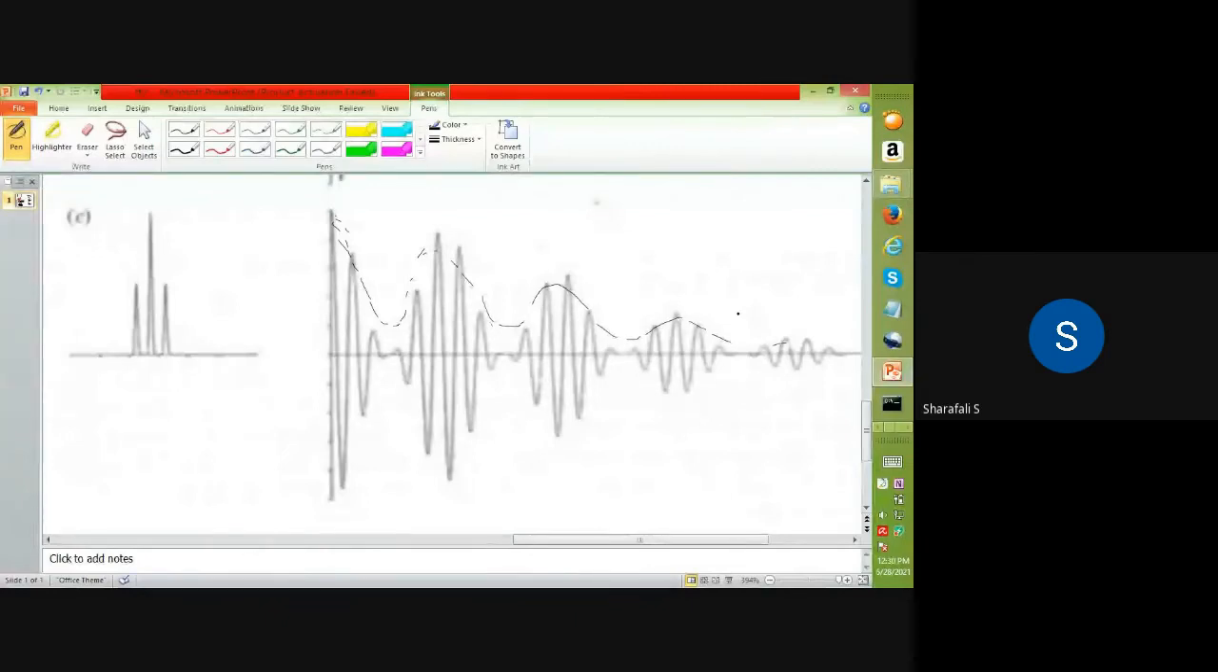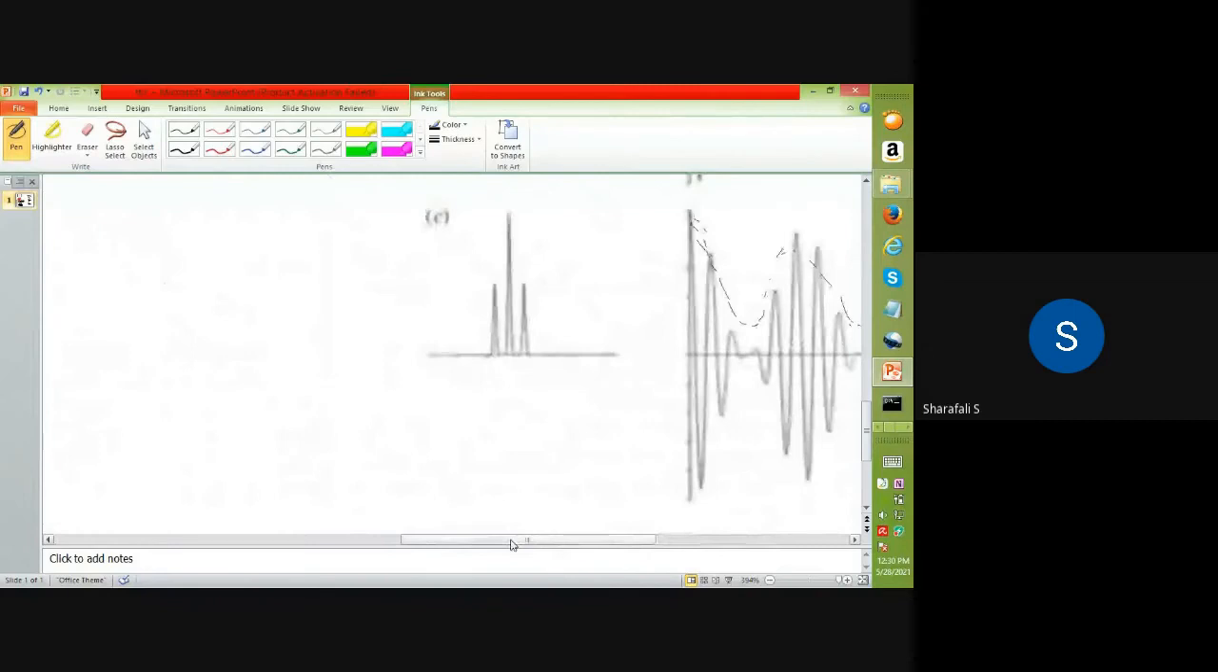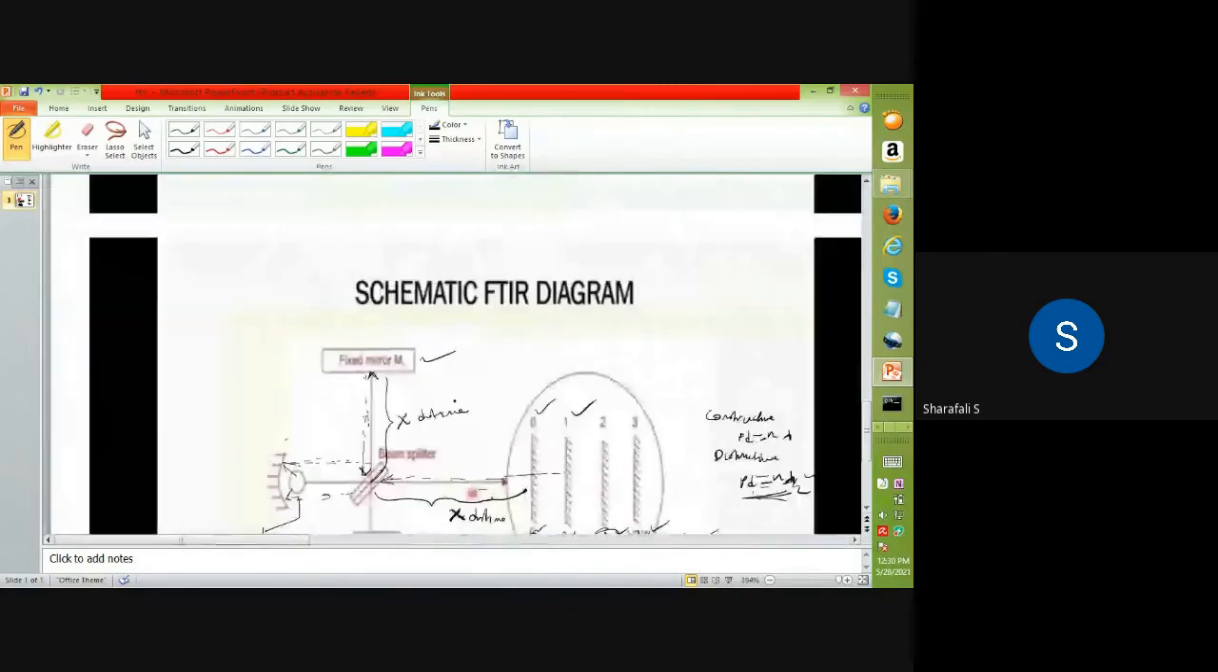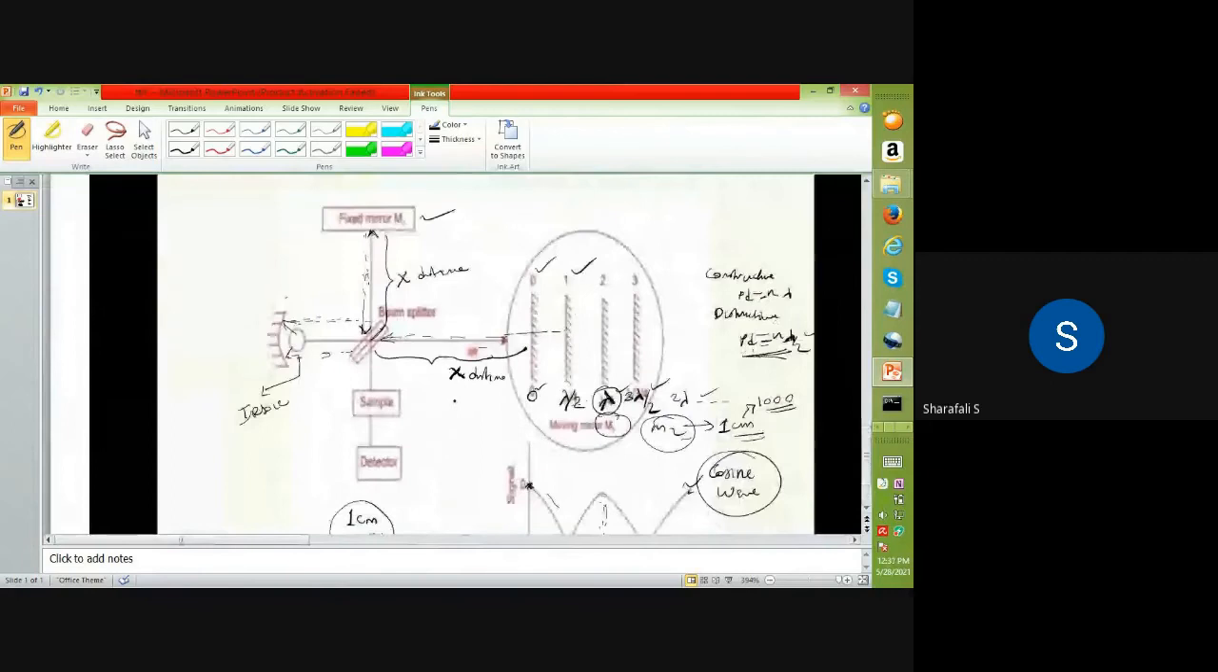So that is the action of the mirror as well as the different frequencies which are coming and interfering in this picture. So in FTIR spectroscopy, we will not send one particular wavelength at each time. We will send all the radiation. We will be moving this mirror M2.